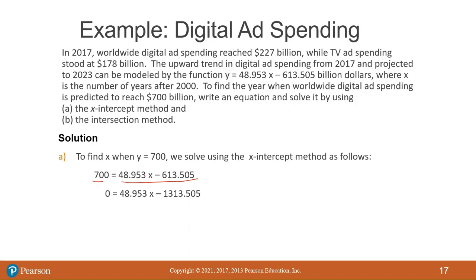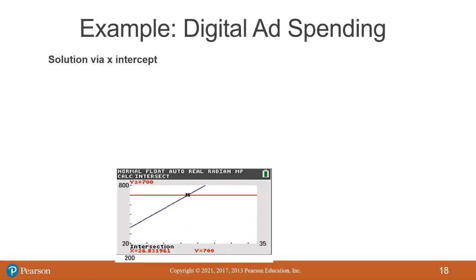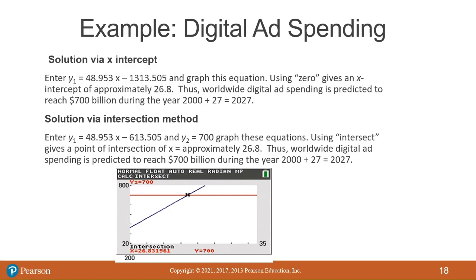So in the intersection method, you don't have to move anything within the equation. You set the equation up. Here we know that y needs to be 700. So we'll set our equation to be 700 equals 48.953x minus 613.505. Like I said, you can look at part B here. We're going to let y1 be the equation 48.953x minus 613.505, and we're going to let y2 be the 700. We're going to graph those, and then we're going to intersect them, and see where that intersection point is.